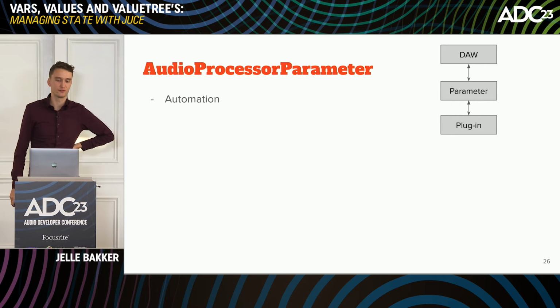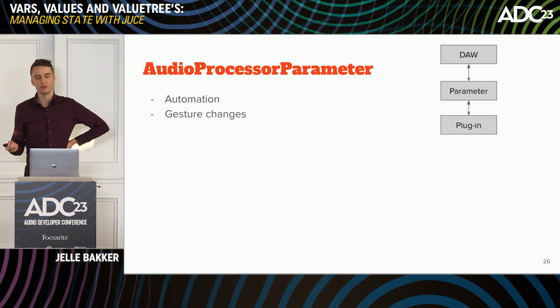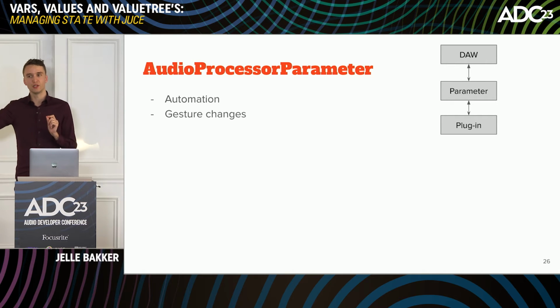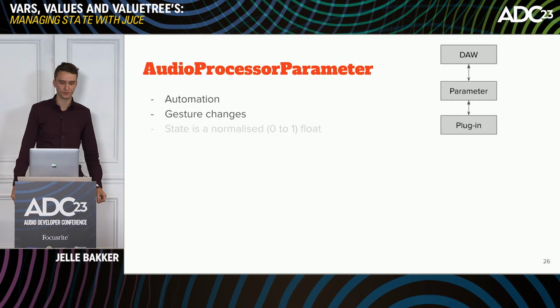So yeah, it's useful for automation. You need to think about gesture changes. I already said this, but your host wants to know when you start and finish dragging sliders, so it can draw a nice line for automation when you want to write that. So when changing a slider from your plugin GUI, you first have to send a begin gesture change, then your change, and then when you release the mouse, you need to send an end change message.